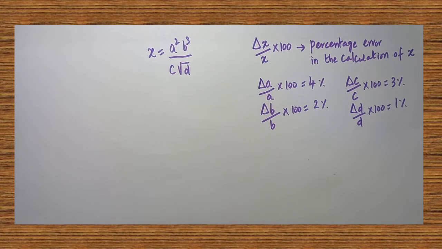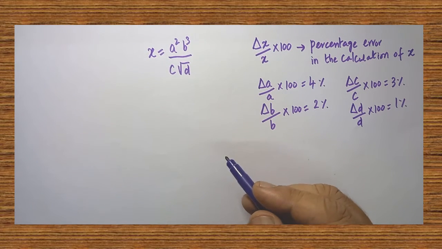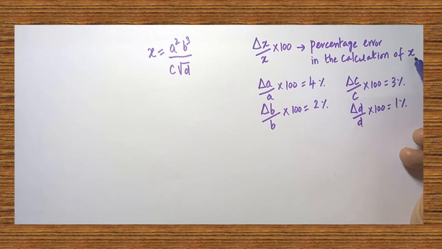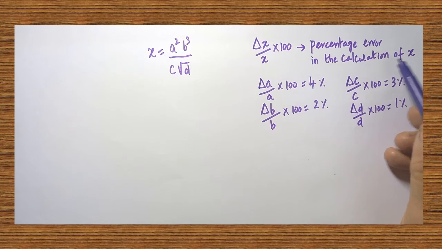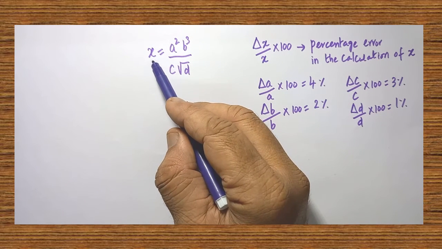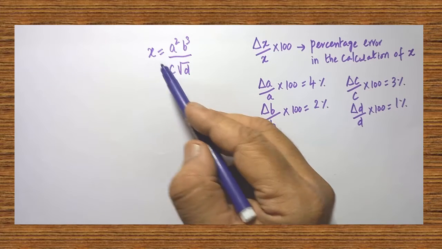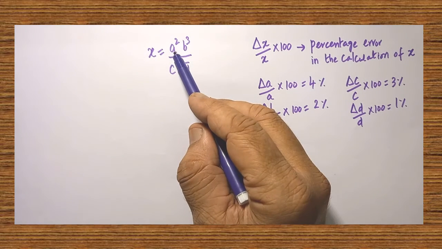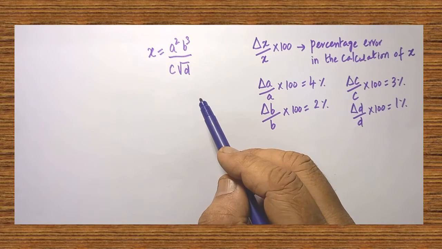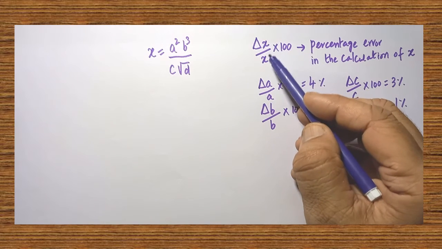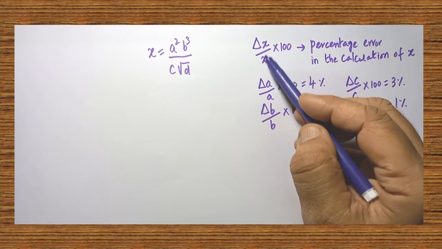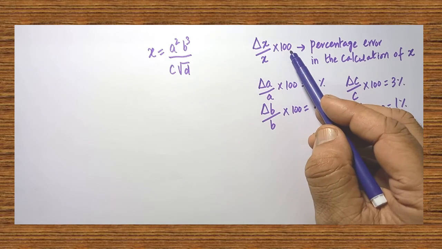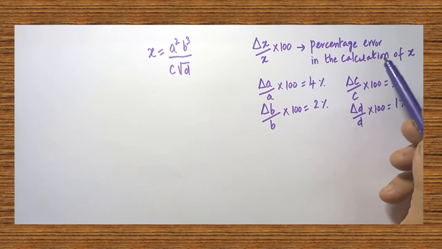Now we are going to solve a problem. In this problem, we are going to calculate the percentage of error while calculating the value of x, that is to be found out. Look at the expression. X is the physical quantity. This physical quantity can be calculated by using this expression. Here 4 physical quantities are there, A, B, C and D. Here del x by x is nothing but the maximum fractional error while calculating x. If it is multiplied by 100, you will get the percentage error.